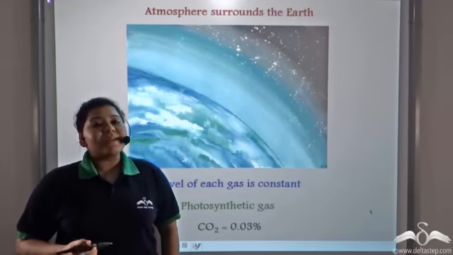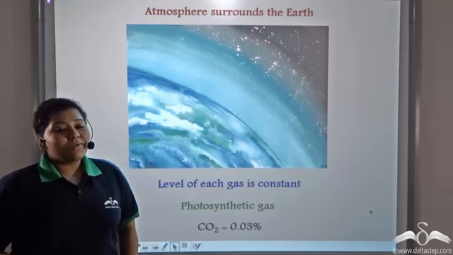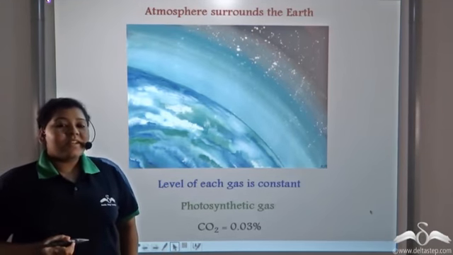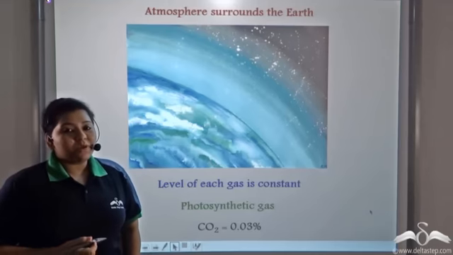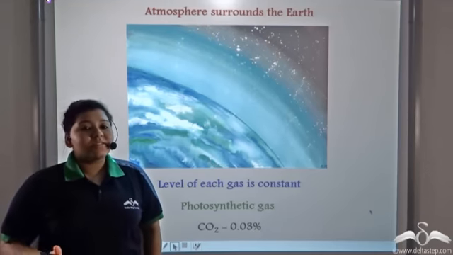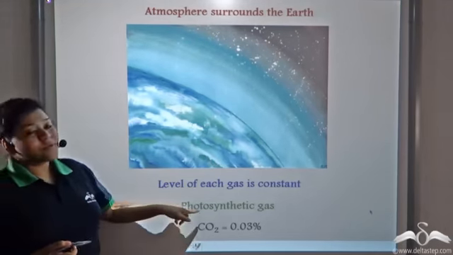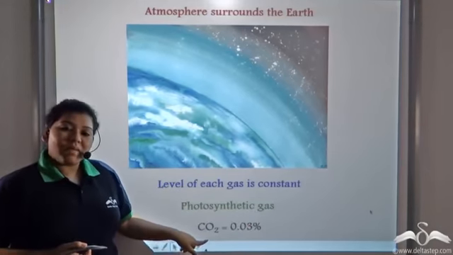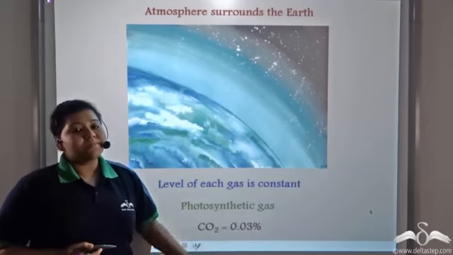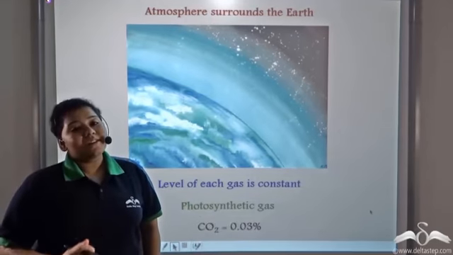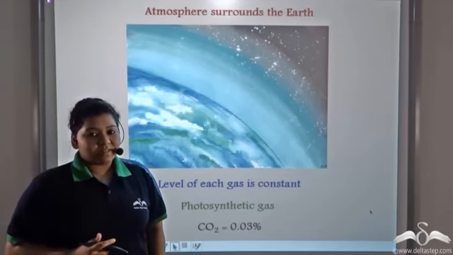The atmosphere, which is a mixture of gases, surrounds the Earth. Now the percentage of the various constituents of the atmosphere remains constant. Like the photosynthetic gas, which is carbon dioxide, its percentage, 0.03%, is also constant in the atmosphere.